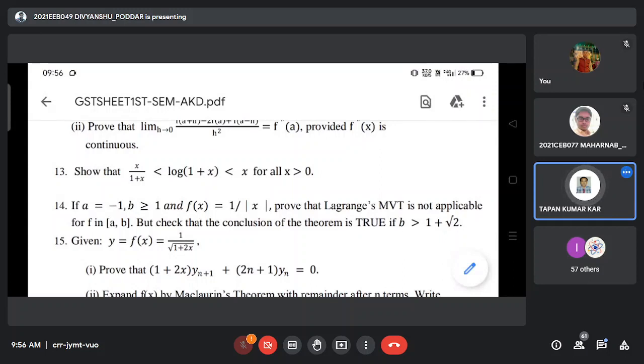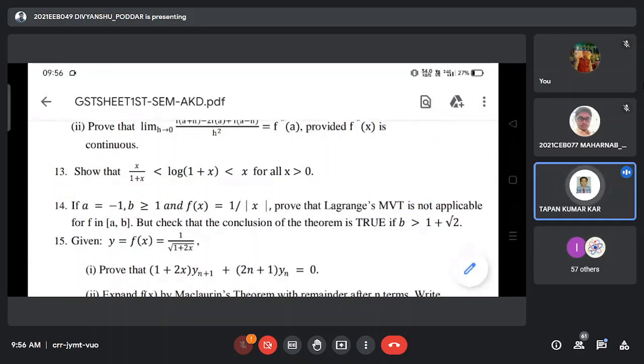I have to calculate it. Sir, I will check it. Sir, in this second statement, the interval will be a to b, but the value of a is minus 1 and b is greater than 1 plus root 2. So, sir, 0 will be in the interval.